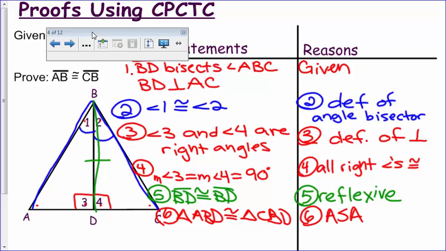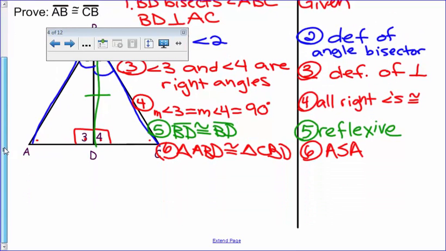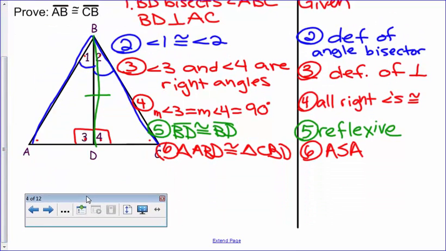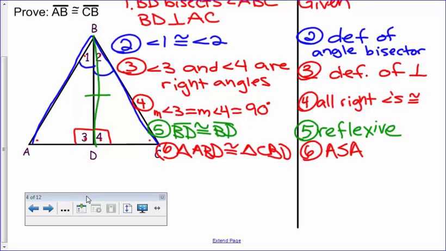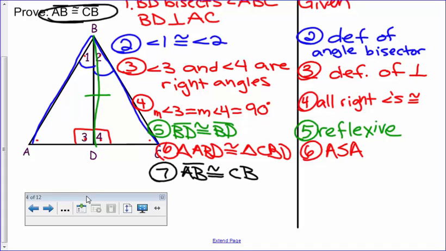Even though there's a right angle, I didn't want to use hypotenuse leg because I don't have the hypotenuse marked in either triangle. That's not what we're trying to prove, though. We're not trying to prove the triangles are congruent. I want to prove that AB is congruent to CB. Well, if the triangles are congruent, all 6 corresponding parts are. So, side AB is congruent to side CB by CPCTC. So it's the same proofs you've been doing, just add on that 1 extra step.